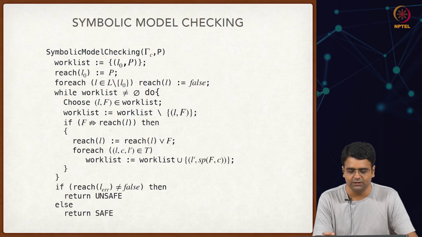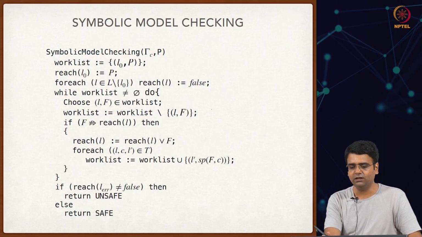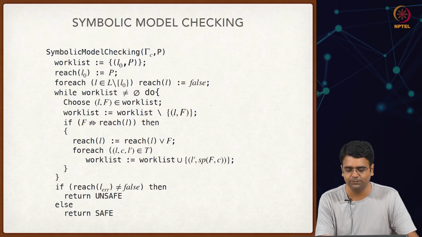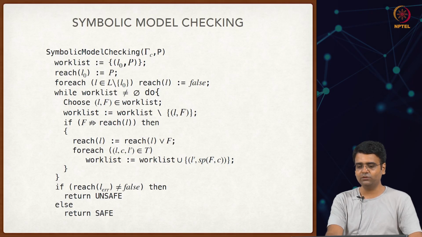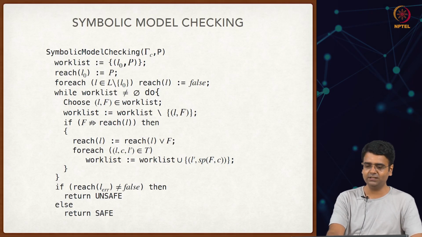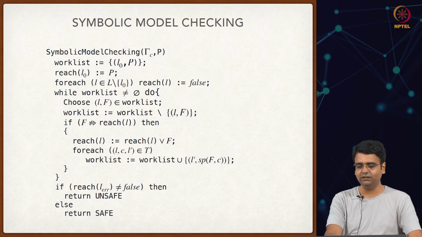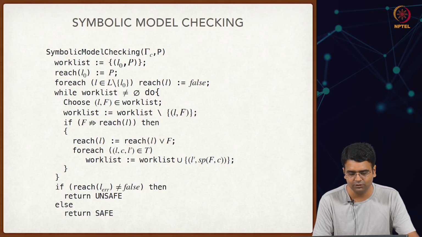Okay. So the way to get around this is to do what is called symbolic model checking. As the name indicates, in symbolic model checking, again the idea is to compute the reachable program states, but symbolically, meaning using constraint solvers, right.